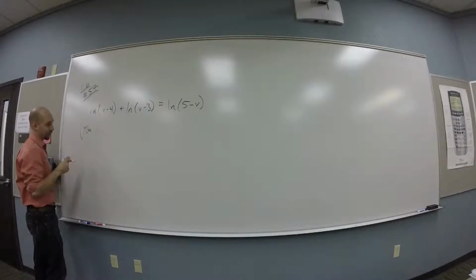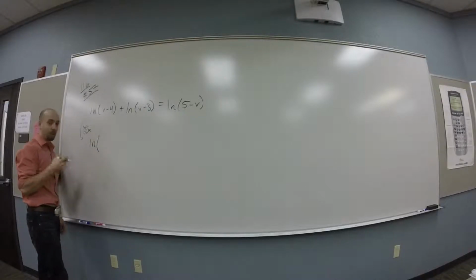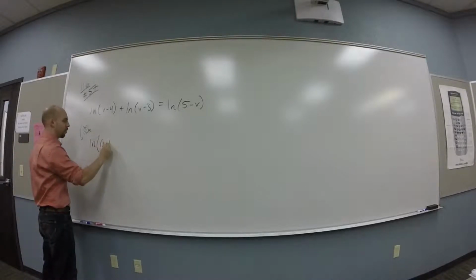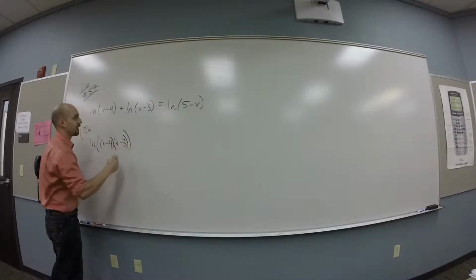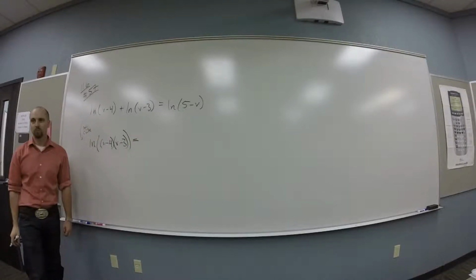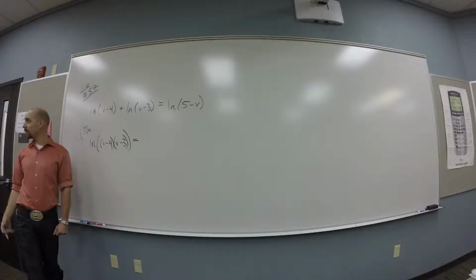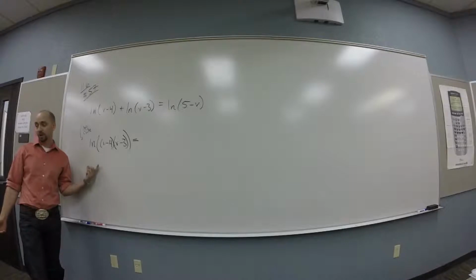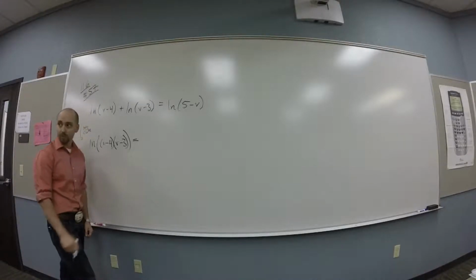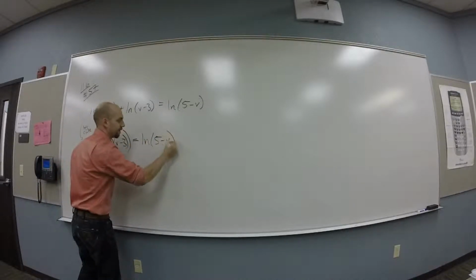And I'll get what out of it? Okay, so I'll get the log of the whole thing, v minus 4 times v minus 3. Nice, guys. And that's going to equal, 5 minus ln. Do I need the ln on the other side still? Yeah. I haven't done anything to it, right? In fact, I didn't even say I was going to do anything to the right-hand side. All I did was a log rule to the left. So the right-hand side should just be exactly the same, a log of 5 minus v.